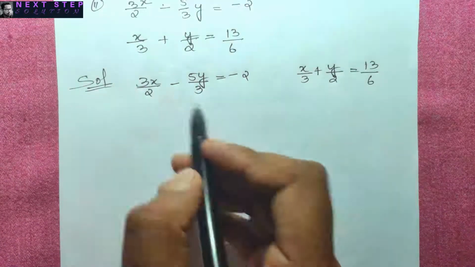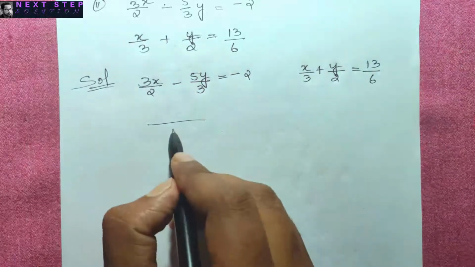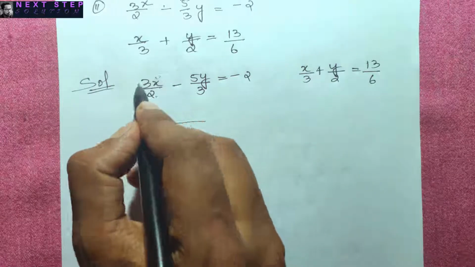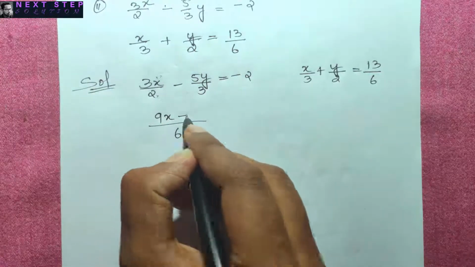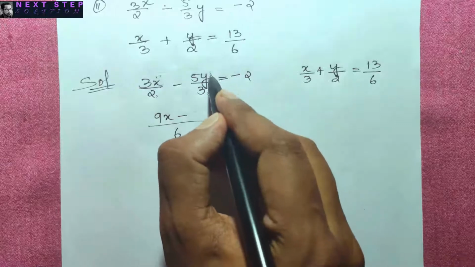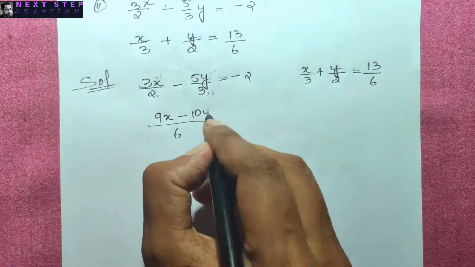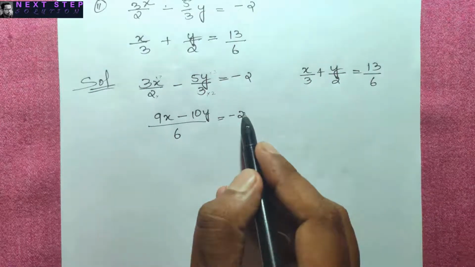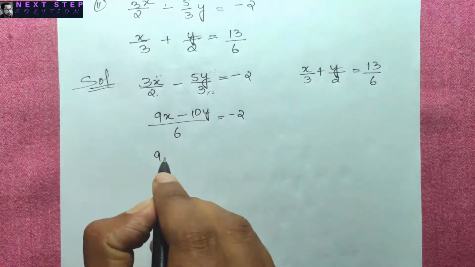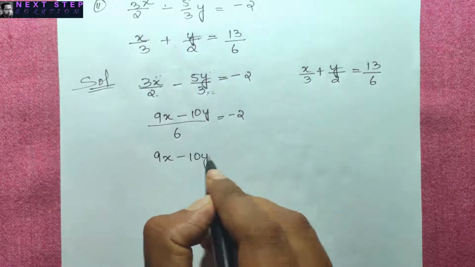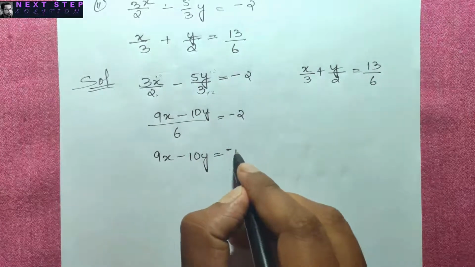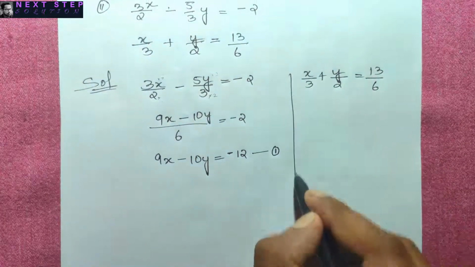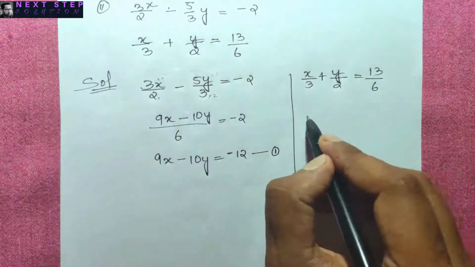Here we need to take the LCM. LCM of 2 and 3 is 6. Now with this we have multiplied 3 to get 6, so here we will multiply 3. 3 threes are 9x, minus, with this we have multiplied 2, so here we will multiply 2. 5 twos are 10y equals minus 2. Now this 6 is a divide here. If we send it to the other side, it comes as multiply. So we have 9x minus 10y equals 6 twos are 12, minus 12. This can be taken as equation 1. Coming to the second one, here also we need to take the LCM.